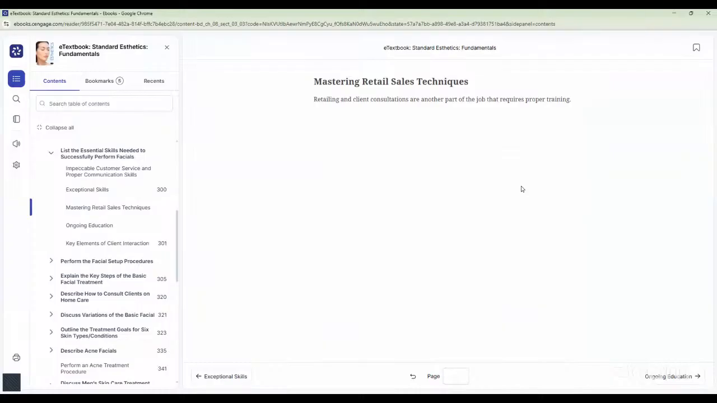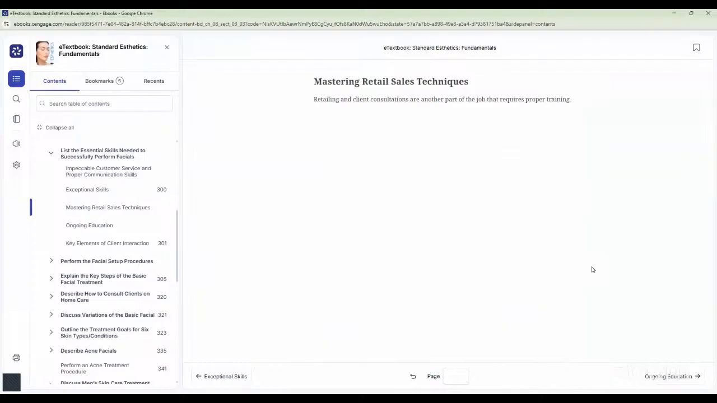Once you understand products, ingredients, and how skin works, it will easily come out. You won't have to press or look for anything or have any fluff. You'll almost just spit it out: oh, you need this, you should find a product for this, I have this. Okay. Mastering retail sales techniques.